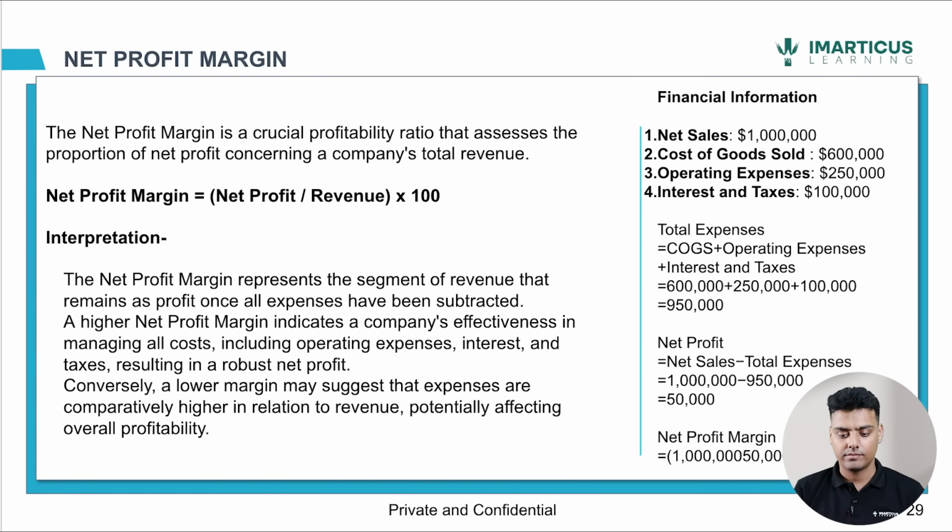Let's look at a question. Assuming the same question where the net sales was 1 million and the COGS was 600,000. Now let's assume the operating expenses of the company were 250,000 and interest and taxes are 100,000. Now the net profit would be sales minus 600,000, which is COGS, minus 250,000, which is operating expenses, and minus 100,000 of interest expenses. So the net profit of the company would be 50,000 for a sale of roughly 1 million, or the net profit margin would be roughly 5%.